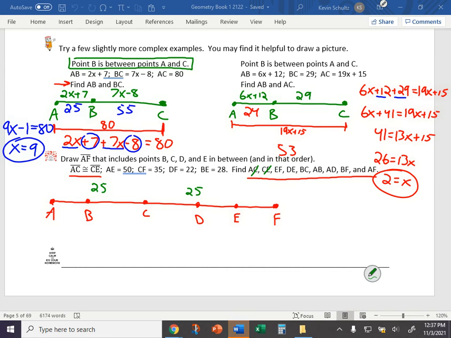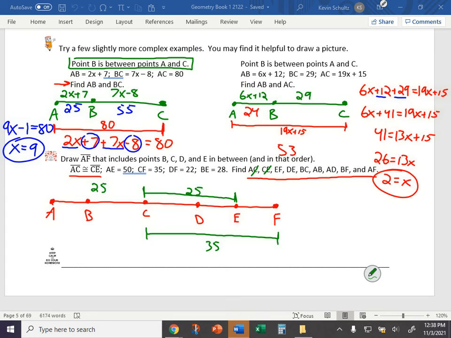Okay? From C to F is 35. Okay? So just to kind of help visualize things, C to F is 35. That 25 went from C to E. Is there any other segment piece I can solve for here?